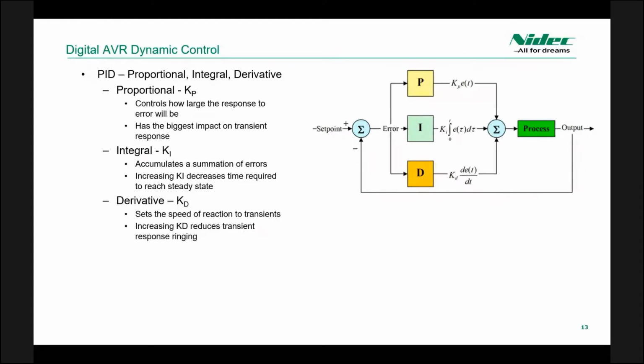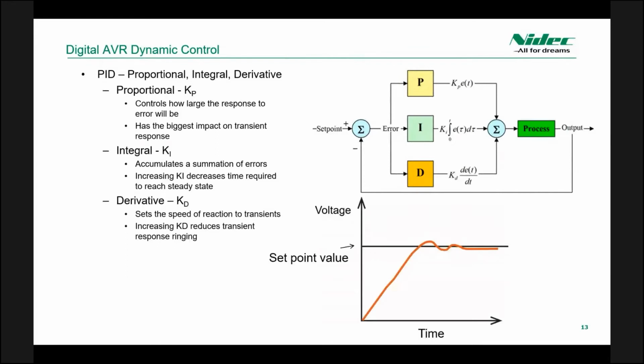And then D stands for derivative and is usually represented by Kd. This parameter calculates the change in error over time to get an idea of how quickly the changes in error are occurring. This gain helps to control the overshoot in voltage when responding to load changes, otherwise known as transient response ringing. And I've added one more graphic here to further illustrate the process of dynamics control.